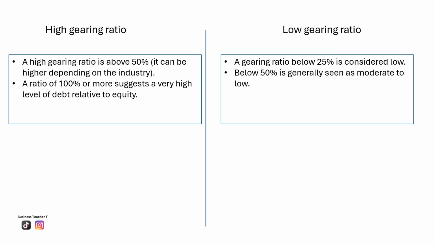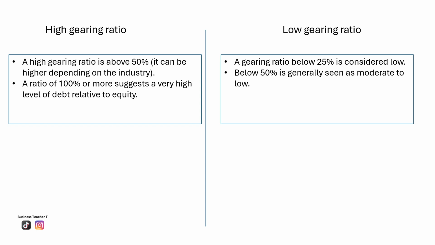A low gearing ratio means that the company is less reliant on debt and more reliant on equity, shareholder capital, to finance its operations. A gearing below 50% is considered moderate to low. A gearing ratio of 25% is generally seen as low.